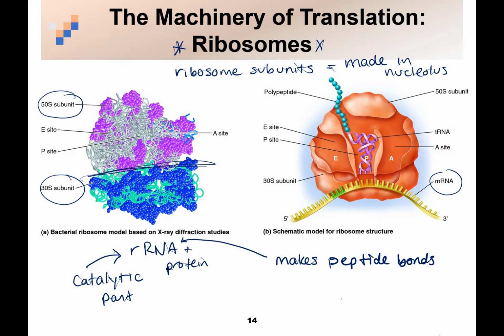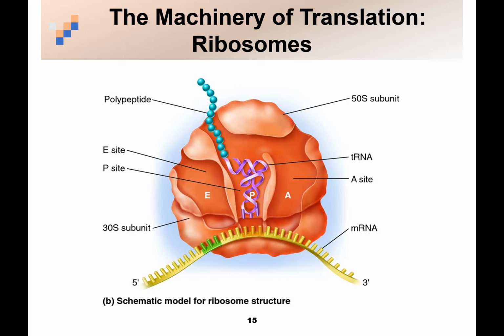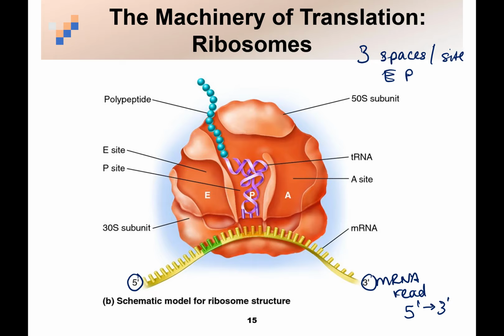So let's look at this a little bit closer. All right. So we have our mRNA, and our mRNA is going to be read 5 prime to 3 prime. So your codon chart is listing the codons 5 prime to 3 prime. The ribosome has three kind of spaces or sites. And they are E, P, A. E stands for exit. P stands for where the peptide bond is made.